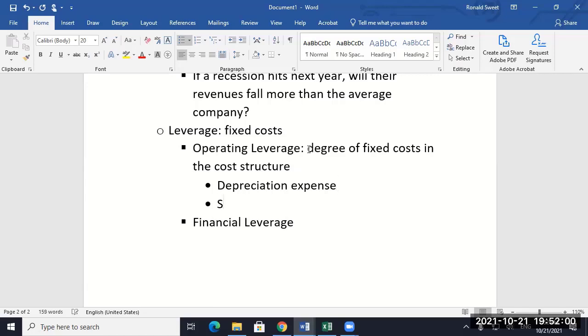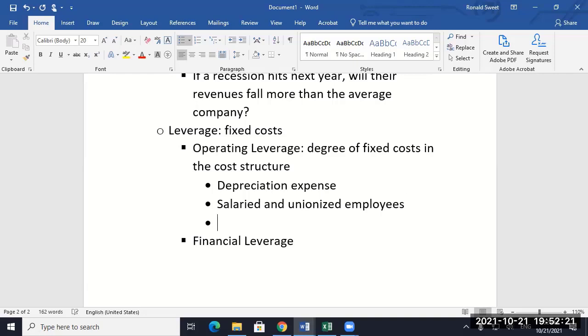If you have salaried and unionized employees, that's probably going to increase your fixed costs. If you're a pharmaceutical, you've got heavy, expensive scientists working for you. Last thing you want to do is let them go. Would R&D also be? Yeah, R&D is a good one. R&D and marketing. Those expenses that you just have to do because it's core to your business.